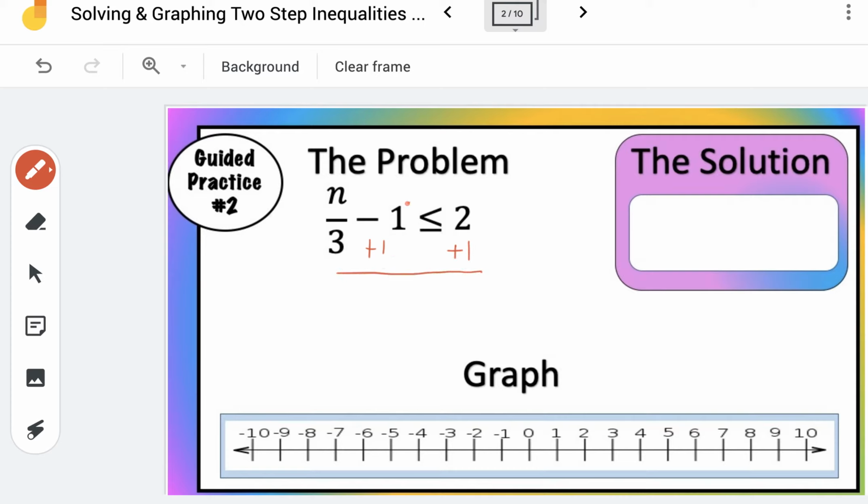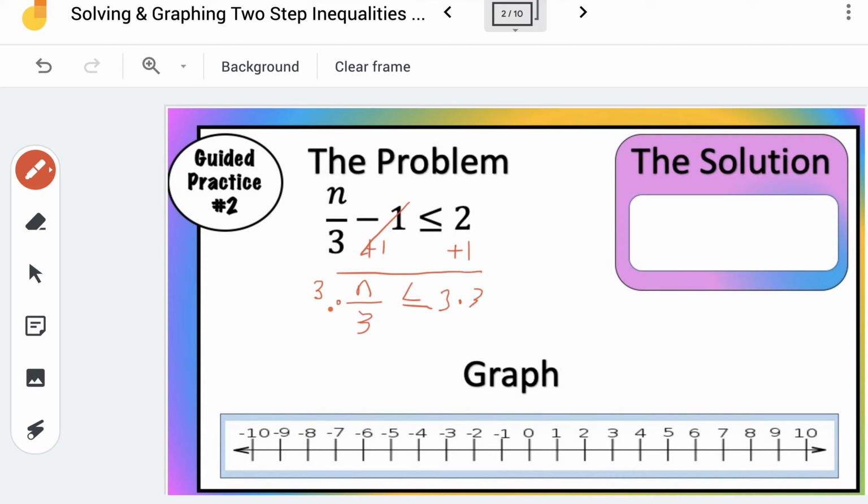So when I do that, these ones cancel out, and we now have a number divided by 3 is less than or equal to 3. Okay? Now, remember, the inverse of division is multiplication. So I'm going to multiply both sides by 3.